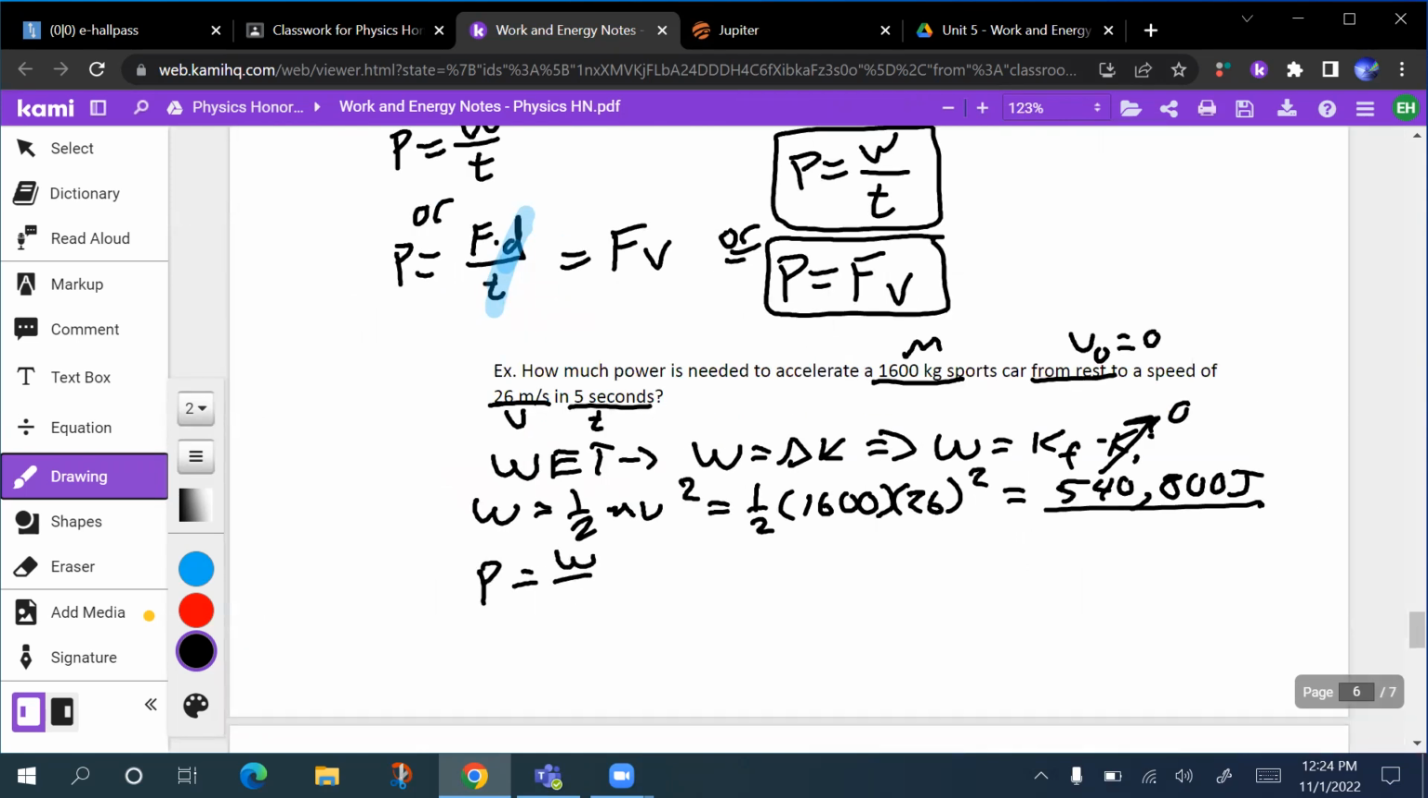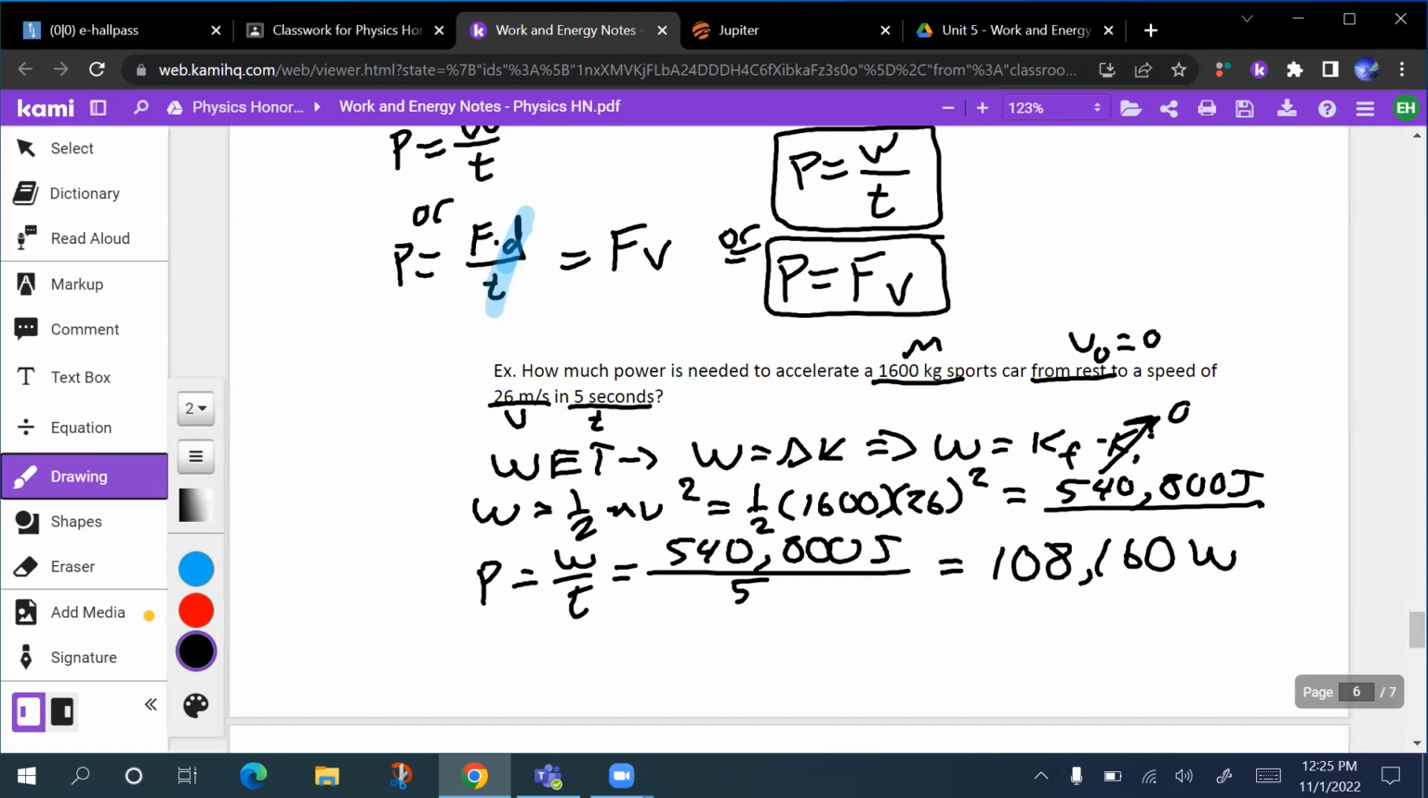Now, how much power is going on here? Well, power is equal to the rate at which the work was done. So it's 540,800 joules in 5 seconds. Remember, the less time that something gets done, the more powerful it is. In which case you're looking at about 108,160 watts. Remember, joules per second is a watt.